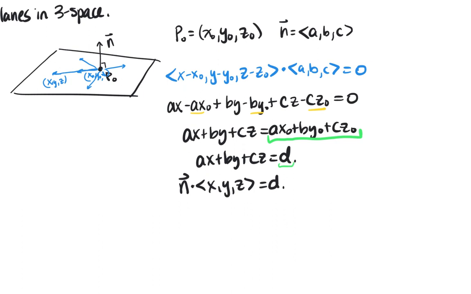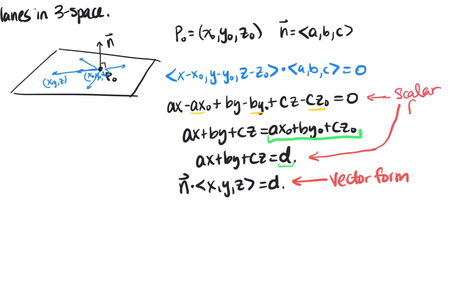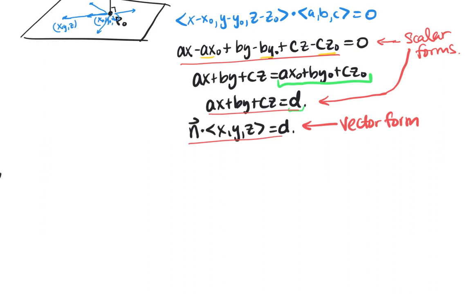Okay, so this way of writing the equation of a plane is called the vector form. This way is called a scalar form. This way and this way are both called scalar forms. So these are all different ways of writing the equation of a plane, and they're all equivalent to one another, as we can see.